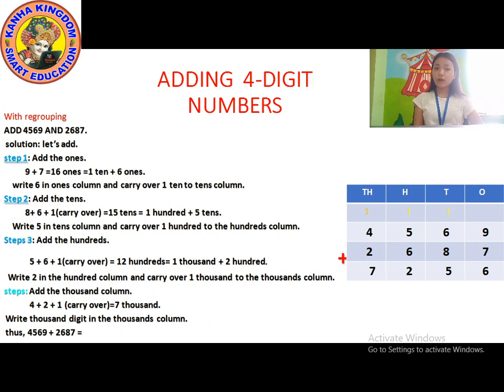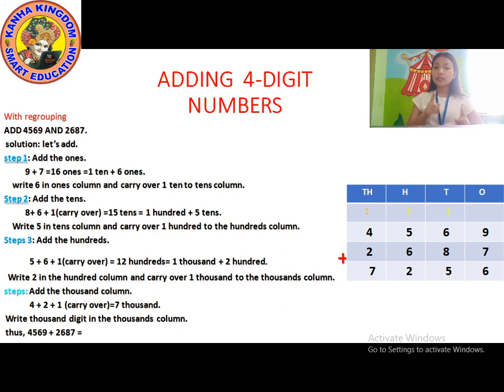5 comes from the number 4569 and 6 is the number which comes from 2687. Okay students, so 5 plus 6 plus 1 equals 12, that is 1200, because we are adding the 100s. And in 1200, 2 is present in the 100 place and 1 is present in the 1000 place.